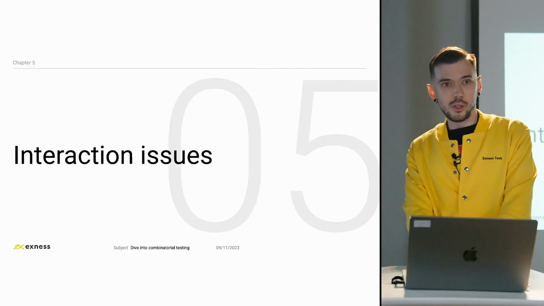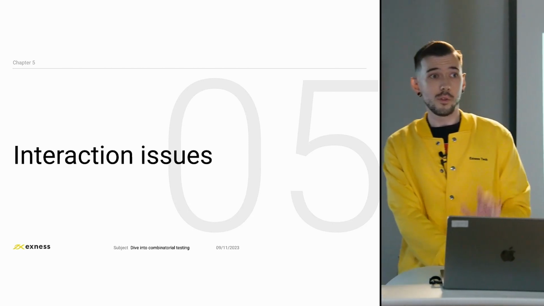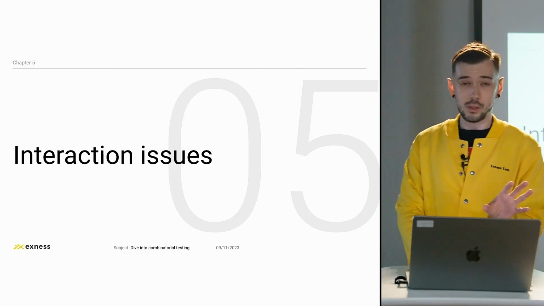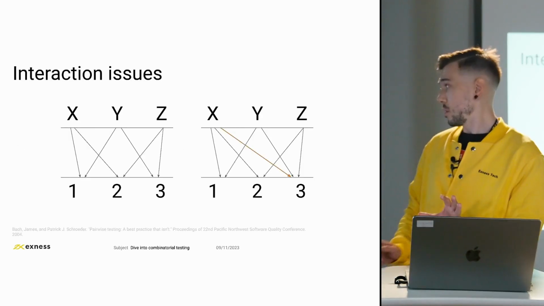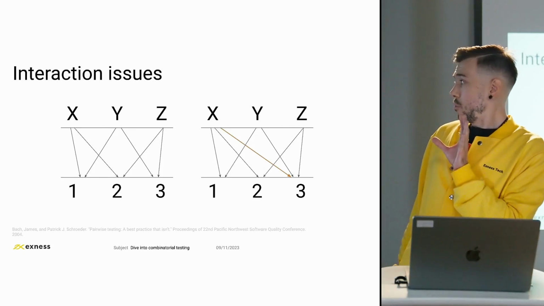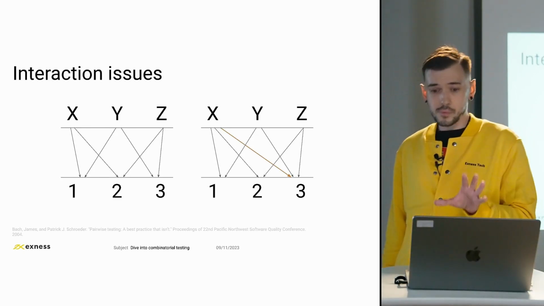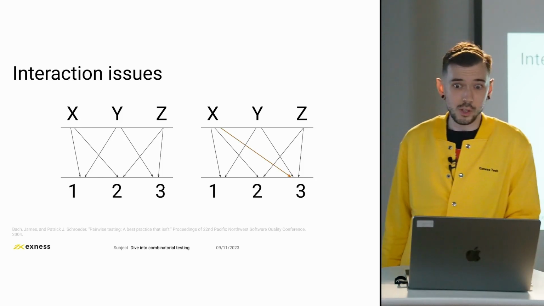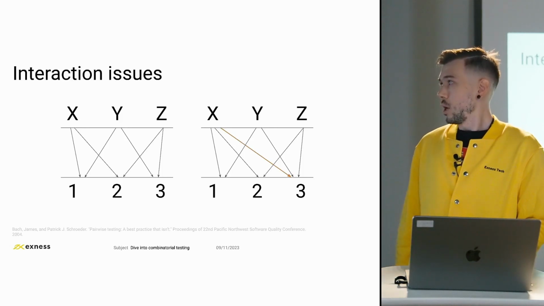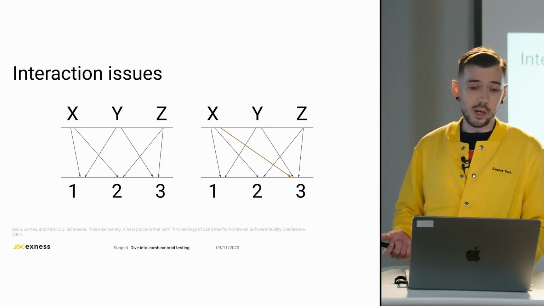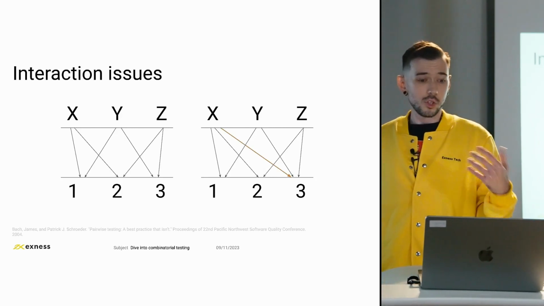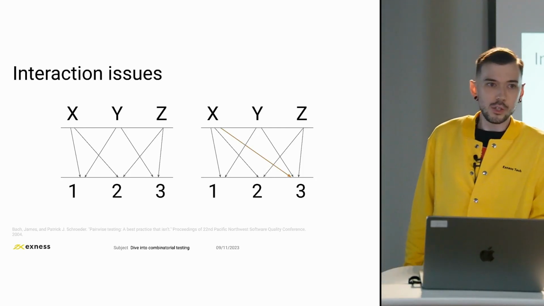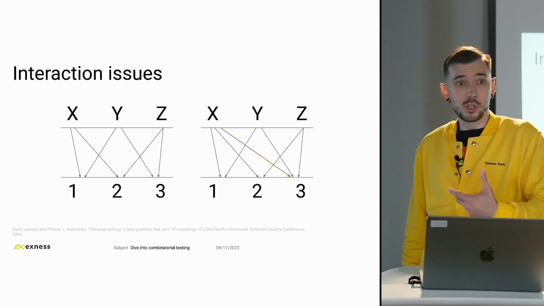Okay, let's talk about interactions. We saw that 3, 4, and even more-way testing is sometimes required for your project. Why does this happen? Because the interactions inside your system are not only two-way interactions. It's not just that x and y may be related to z, and to understand what's going on inside your system, you probably need to examine what's inside.